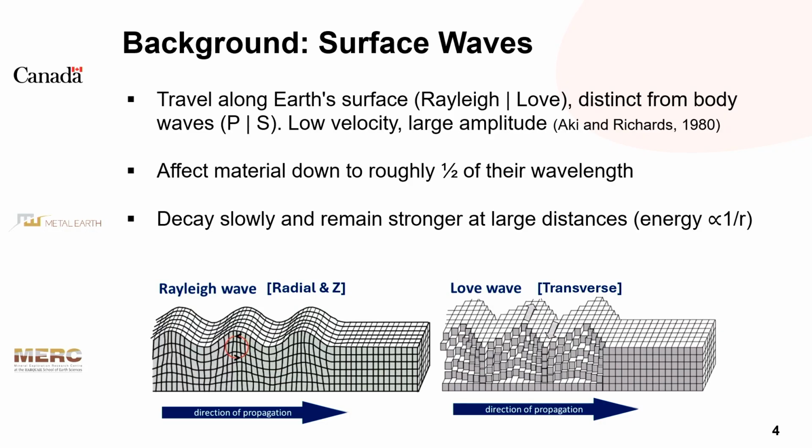They roughly affect down to 1/2 of their wavelength in the Earth, and they're really high energy. They decay slowly. So as opposed to body waves that decay at the square of the radius, a surface wave will decay at the inverse of the radius. So they go much further, essentially.